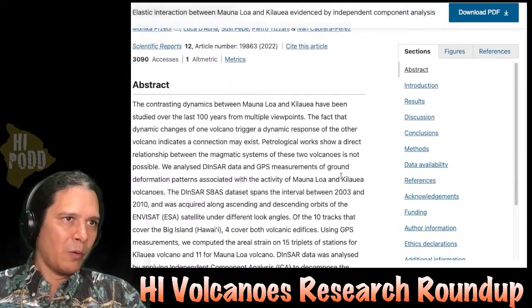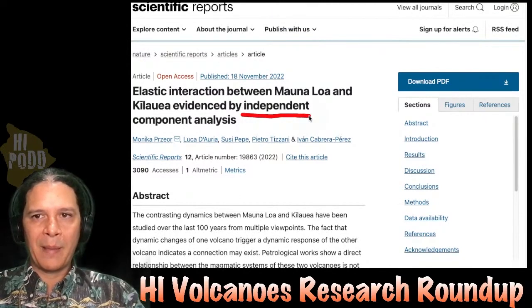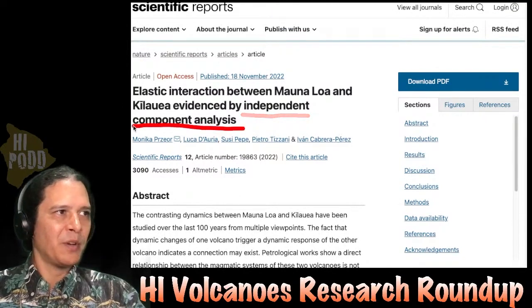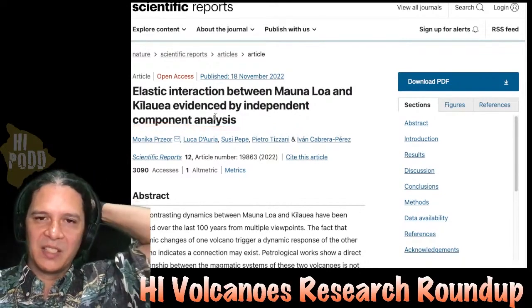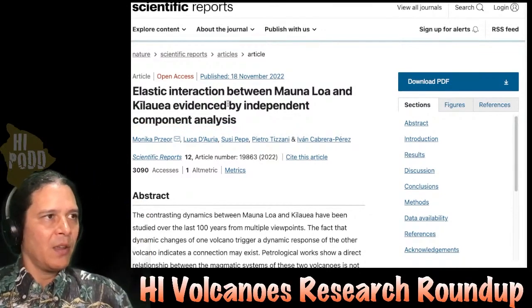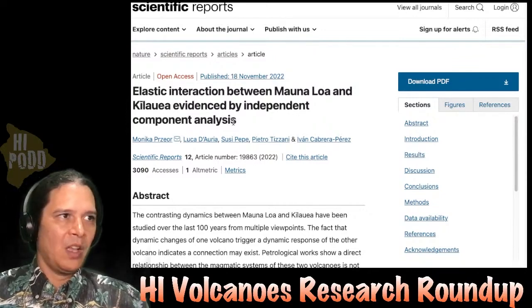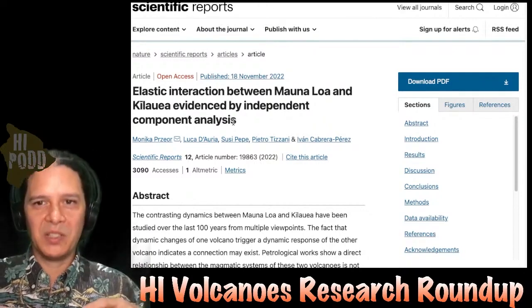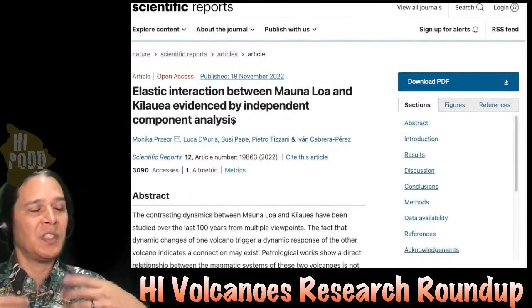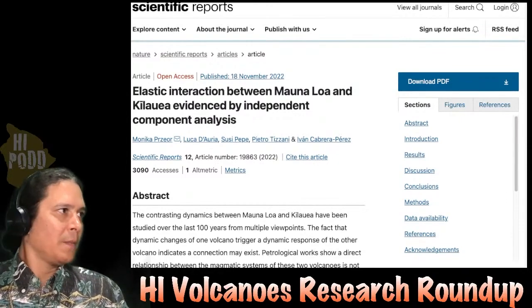I won't go through all of this, but one important part, which is a big part of the paper I'm not talking about as much, is this independent component analysis. They're actually using InSAR and GPS data and doing a lot of similar kind of modeling as we've seen in the past. But they're using this independent component analysis, ICA, to try to untangle the two different sources, the Mauna Loa source and the Kilauea source. And it seems like they do that pretty well with this mathematical tool, essentially.